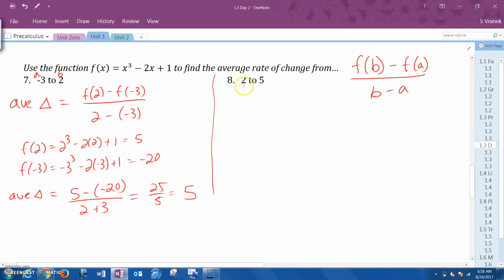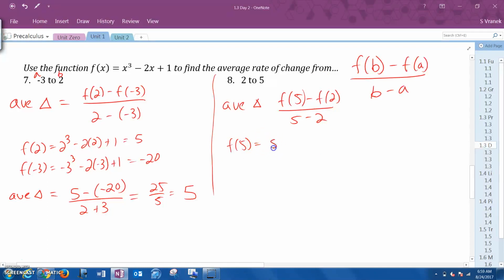Okay? Now what's nice about this next one is we already know what f of 2 is. So first of all, I'm going to do it again where we have f of 5 minus f of 2 over 5 minus 2. Again, we're doing slope. The y value when x is 5 minus the y value when x is 2 over 5 minus 2. So the thing I need for this problem is f of 5.